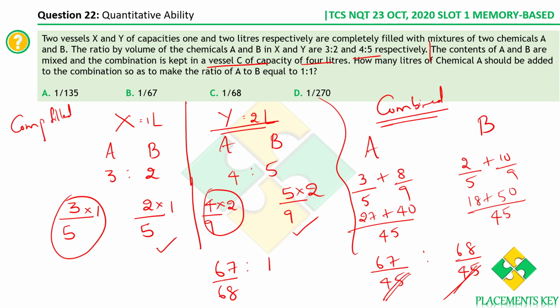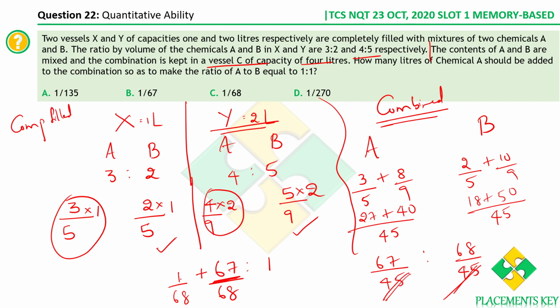Is to 1. Okay, now think about it. Now for this to be 1:1, what should be added to A? What should be added so that you get 1 here? Think about it. You understood till here, right? It is 67:68. Now we are transposing 68 to this side, so we get 67/68 is to 1. Now for this to be 1, what should be added? 1/68 should be added.